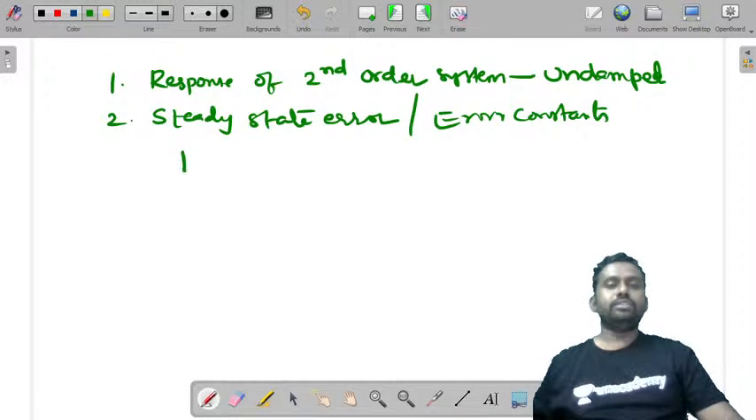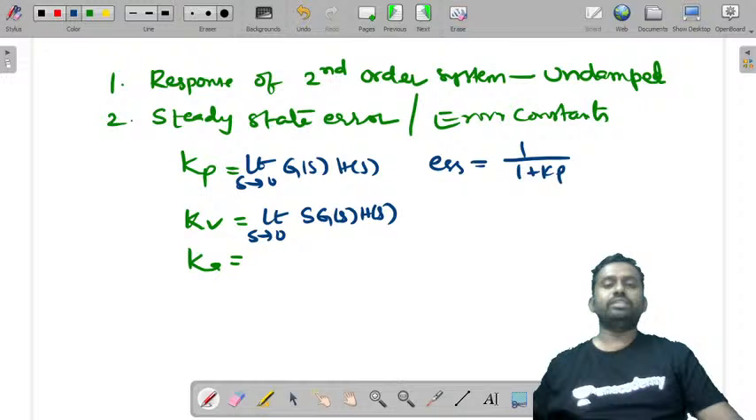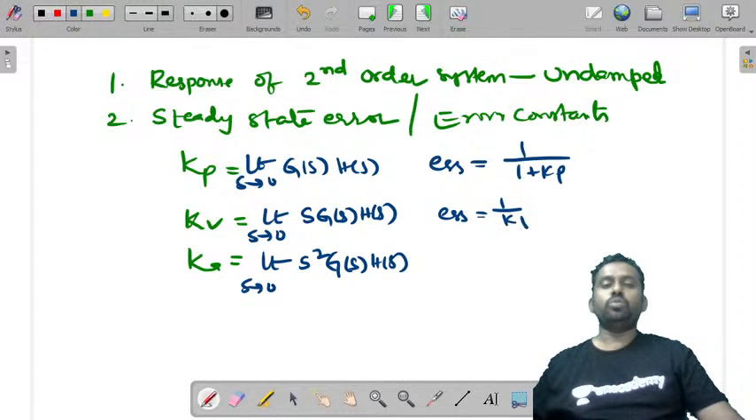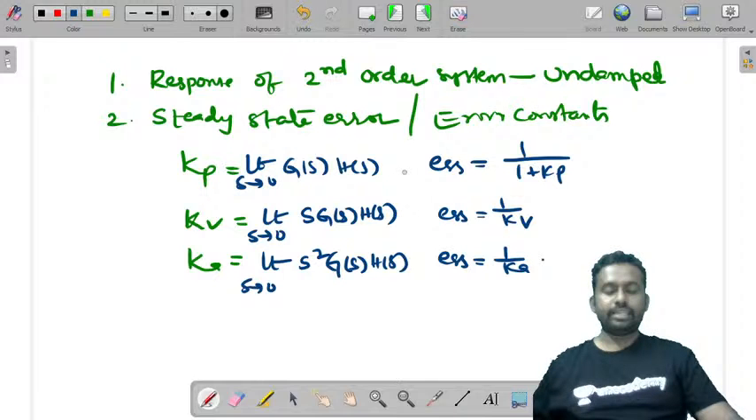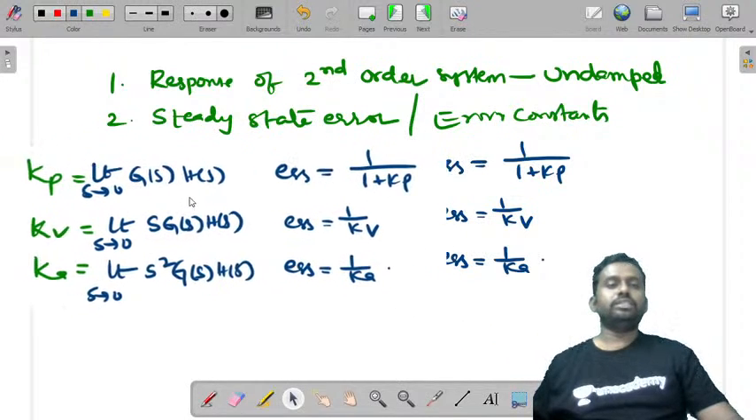The error constants were kp, kv, and ka. Position error constant is limit s tends to 0 of g of s into h of s, and steady state error was 1 by 1 plus kp. Velocity error constant was limit s tends to 0 of s into g of s into h of s, and acceleration error constant is limit s tends to 0 of s squared into g of s into h of s. ess is equal to 1 by kv for the velocity error constant, and 1 by ka for the acceleration error constant.